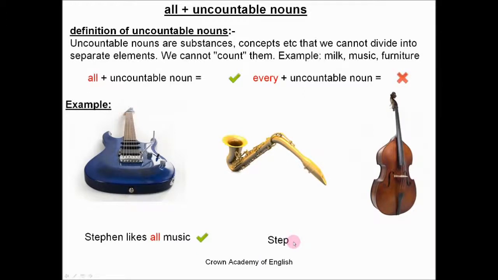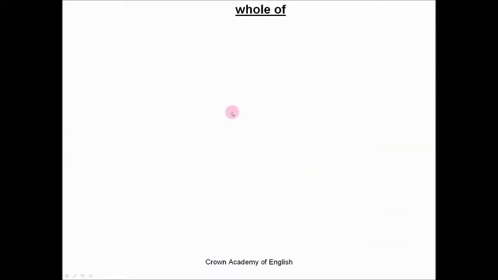So this is wrong. We must not say Stephen likes every music. That is just nonsense. That does not make any sense. It doesn't mean anything, and grammatically it is wrong. So just to remember, if it is an uncountable noun, you can only use the word all. And there is another meaning of the word all, and it means the whole of. Let me give you an example of what we mean.